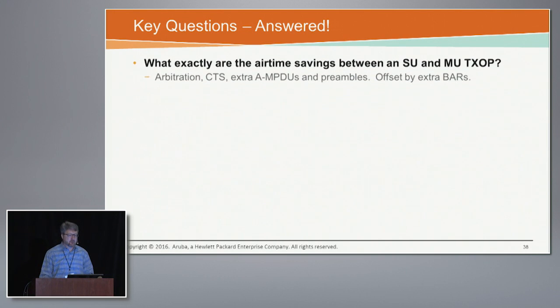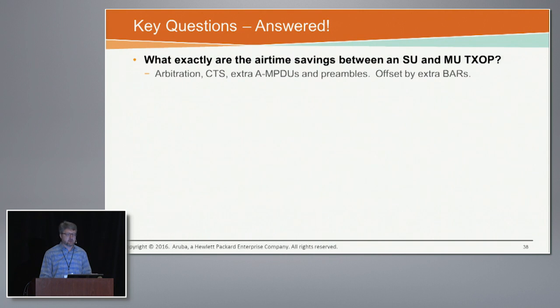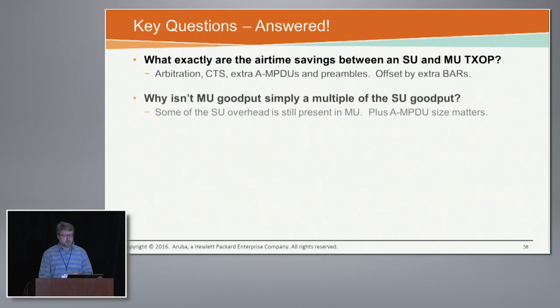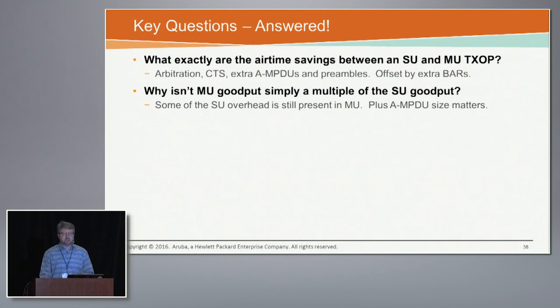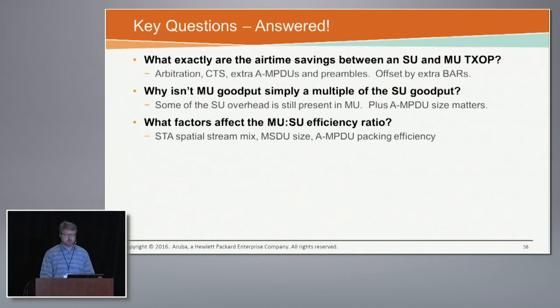So coming back to those questions I asked, what exactly are the savings? We take out the arbitration, the CTS, the extra AMPDU, and the preambles. We offset that by adding back in some block ACK requests. The reason MU goodput is not simply a multiple, the reason it's not 3x instead of 2 point whatever, is that I'm adding back costs. There are some losses, but there are also some gains, and the size of the payload really matters.